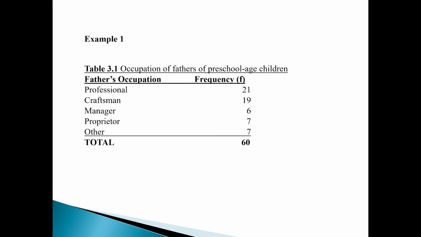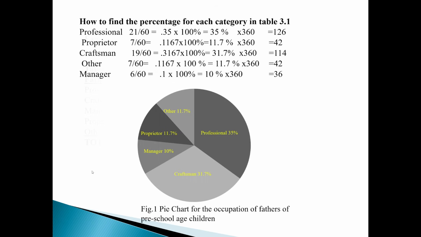Okay, so after determining each percentage, actually you will have 35% for professional, proprietor 11.7%, craftsman 31.7%, others 11.7%, managers 10%. Okay? Again, those percentages, you should be able to convert them into degrees. How? You should multiply it with 360 degrees. We have 360 degrees in one circle, right?